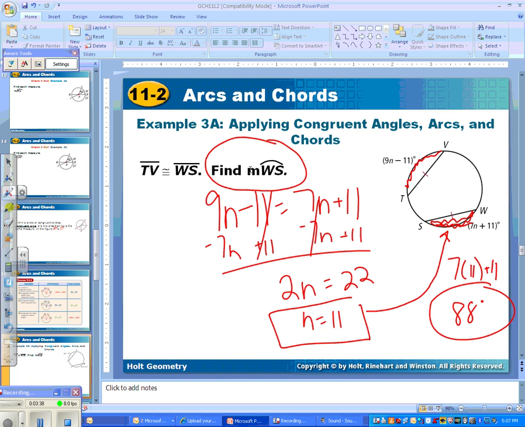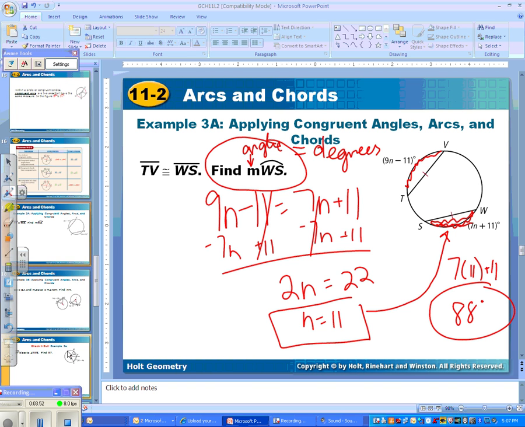Remember, when it says measure of arc WS, that means we're talking about an angle. Whenever you see this little m, that means we're talking about an angle, which means we're talking about degrees. So put it in degrees. Your answer will be in degrees. Okay? Segments, we're not talking about degrees.